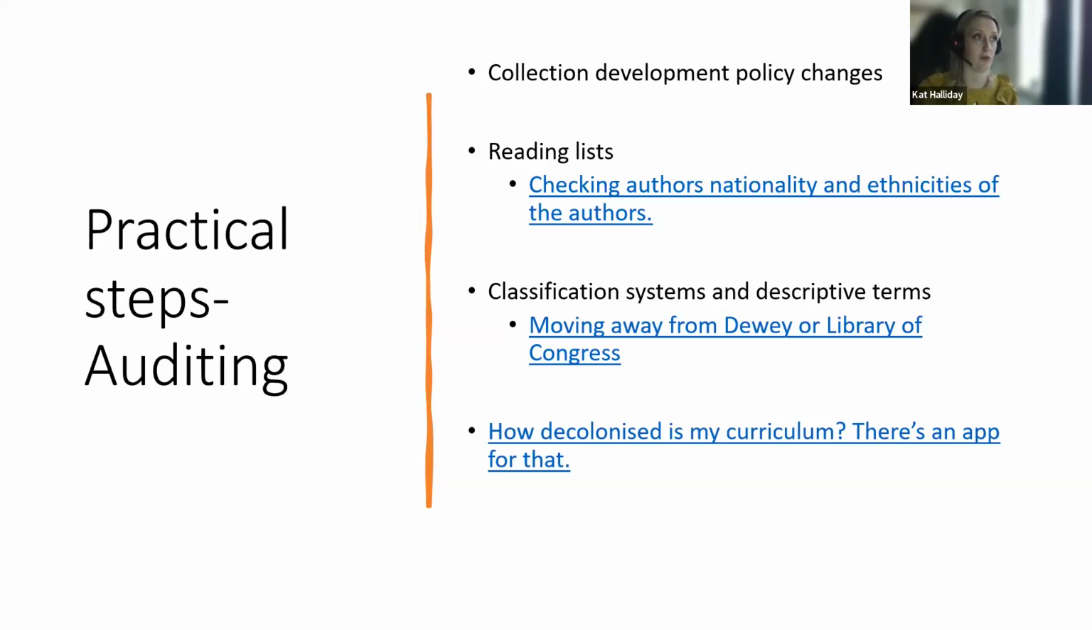It would be very difficult to move away from classification system and descriptive terms, but there is some information about that. The app, I should say, is from Imperial College, and it's devised to assess the geographic distribution of journal authors, socioeconomic statuses, which is useful. But again, it depends on your collections and what you're looking at. Doing a reading list collection is quite difficult because you're always going to get the favourites in those lists.